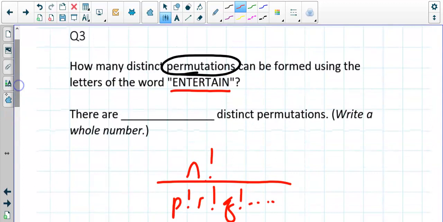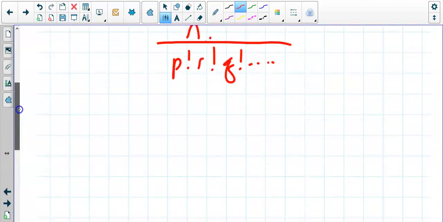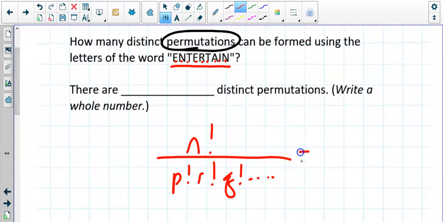So when we look up here, let's count up how many letters we got. We got 1, 2, 3, 4, 5, 6, 7, 8, 9. So we got 9 factorial on top. So let's write that down. Actually, I could just write it up here. 9 factorial. And then we just start going through our letters.